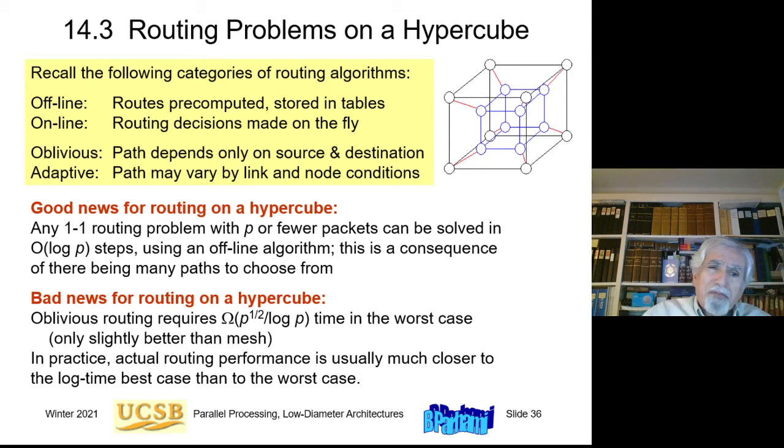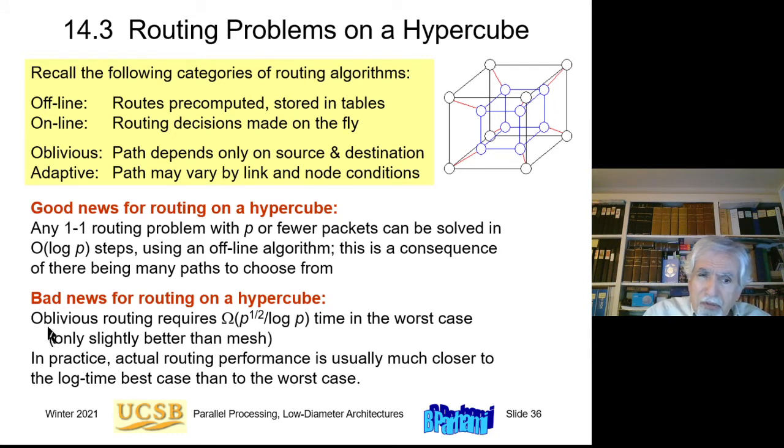This is a consequence of there being many paths to choose from, and therefore I can choose the paths for different messages so that as much as possible they don't conflict with each other. So that's the good news. But offline algorithms are not always favored. We may want to have online algorithms. And the bad news is that oblivious routing requires of the order of square root of P divided by log P time in the worst case.